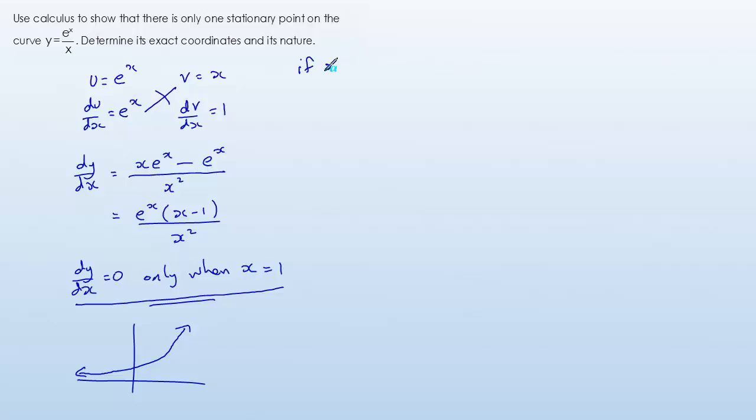Now, if x is equal to 1, y would be equal to e. So we have (1, e) as our coordinate. We now want the nature. Now that could mean differentiating again.